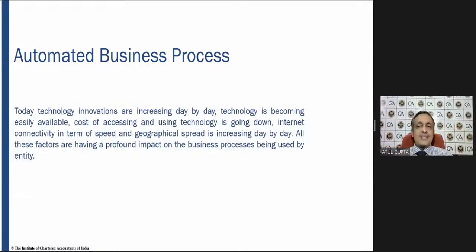Yes, so now all of us have been using technology: online buying, online purchasing, online ordering of food. So we all know how this works. I'll be sharing some live examples on this. Today, technology innovations are increasing day by day. Technology is becoming easily available. The cost of accessing and using technology is going down. Internet connectivity in terms of speed and geographical spread is also increasing. Now we are already in 5G technology, and I think we already have rollout of 5G across most of the Indian cities. All these factors are having a profound impact on the way business processes are being used by entities.